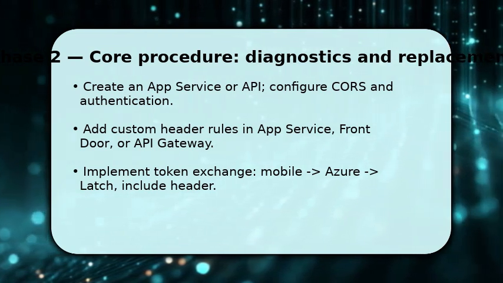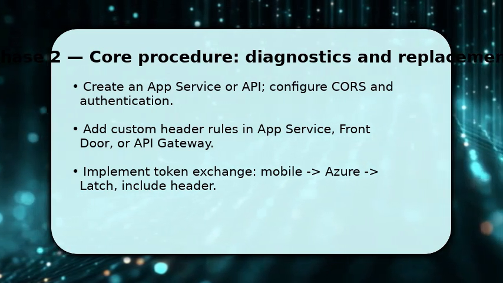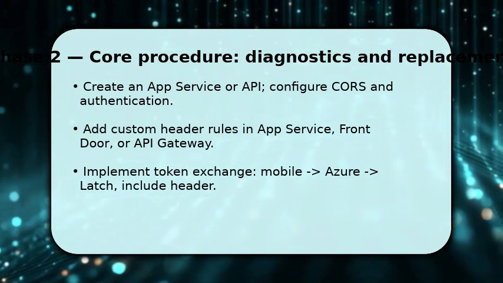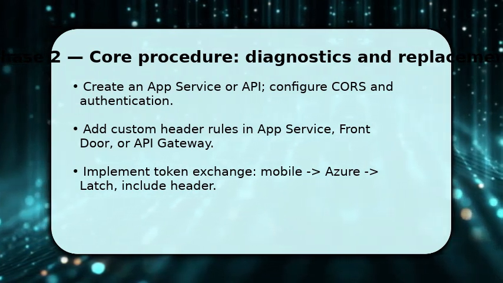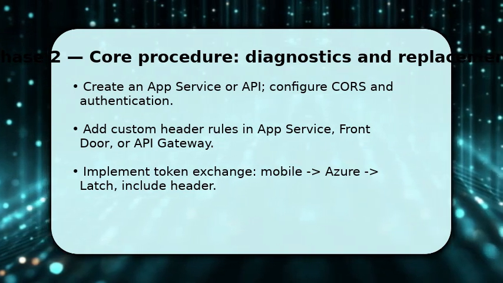Implement the token exchange pattern. Your mobile app authenticates to Azure AD, Azure issues a token, then your backend calls Latch. Include the header with the token and Latch API key. This preserves identity and allows authorization checks to occur server-side.